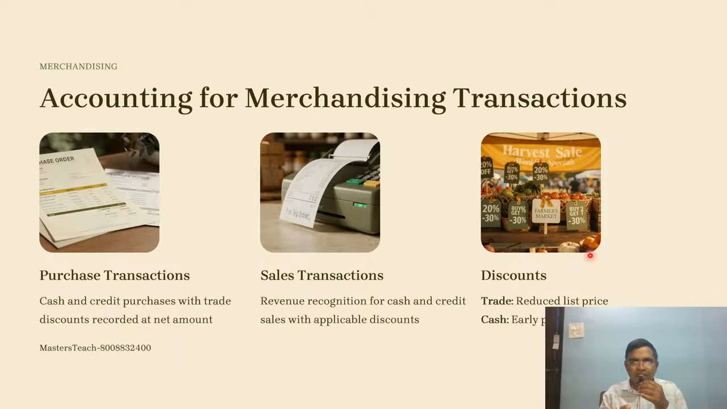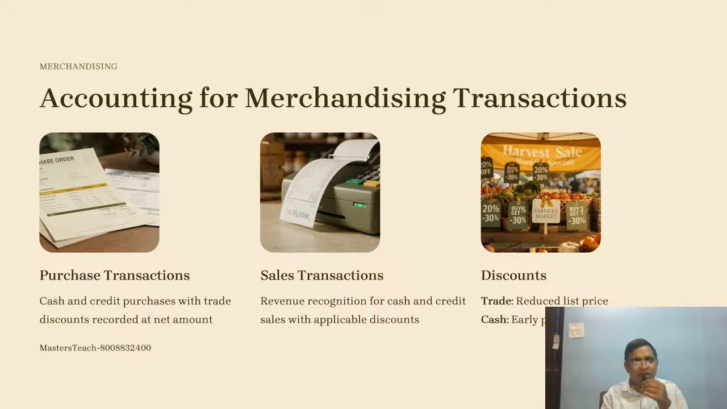See, this is only 30 minutes. I'm going to cover all your first semester accounting for managers. So accounting for merchandising transactions, what we do is purchase entry, sales entry and discounts. Purchase transactions will be entered as cash and credit purchases in the trade account, recording the net amount. Then sales transactions, we record the revenue recognition for cash and credit sales with applicable discounts. And trade discount is a reduced list price, whereas cash discount is an early payment incentive.